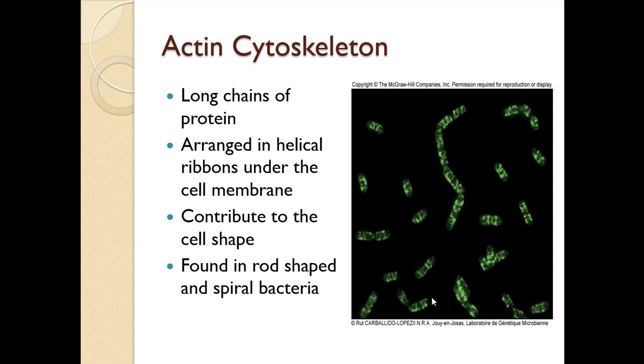The actin cytoskeleton: these are long chains of protein arranged in helical ribbons under the cell membrane, and they contribute to the cell shape found in rod-shaped and spiral bacteria. So these are basically the things that help give the bacteria its structure and morphology.